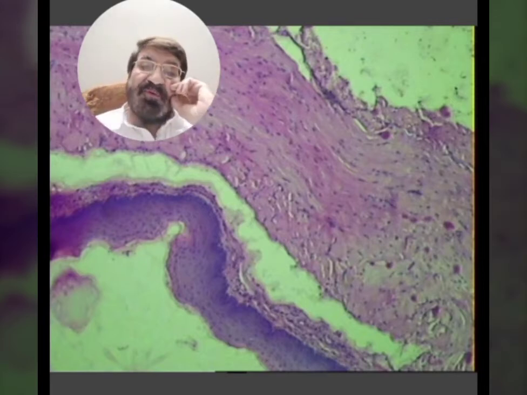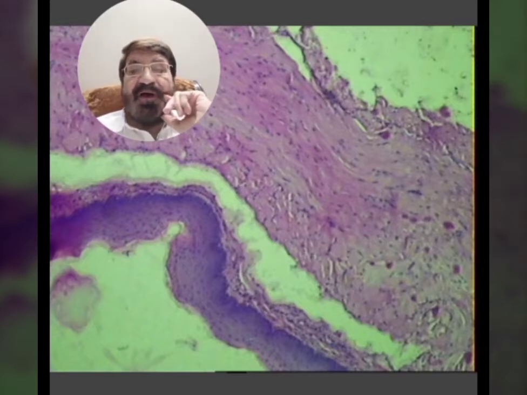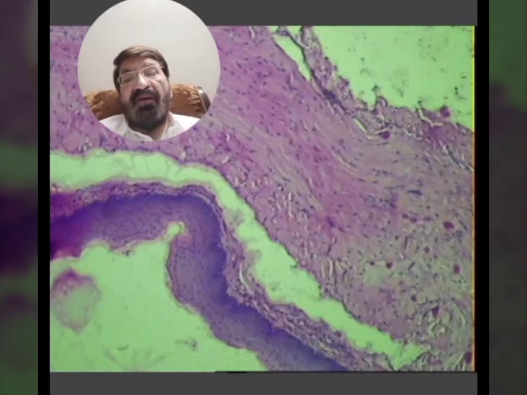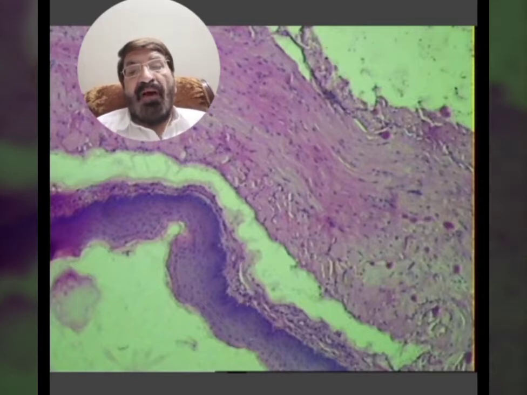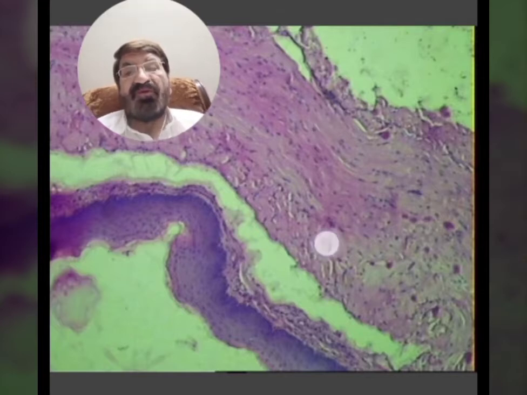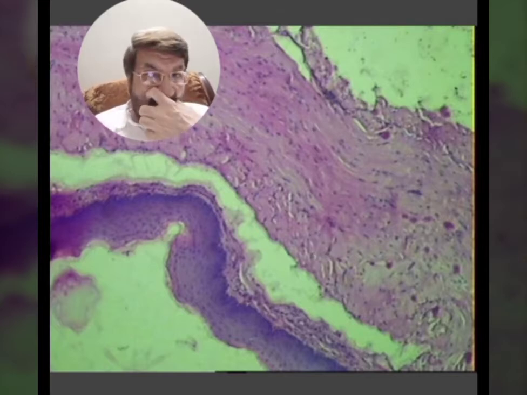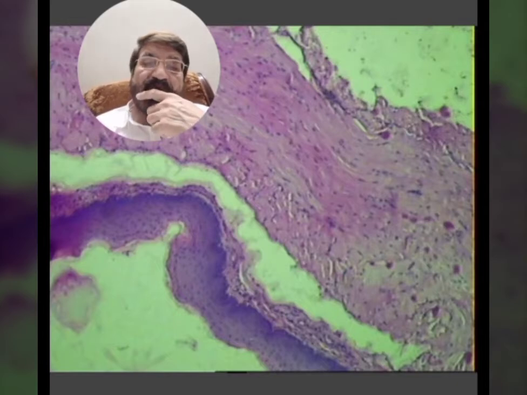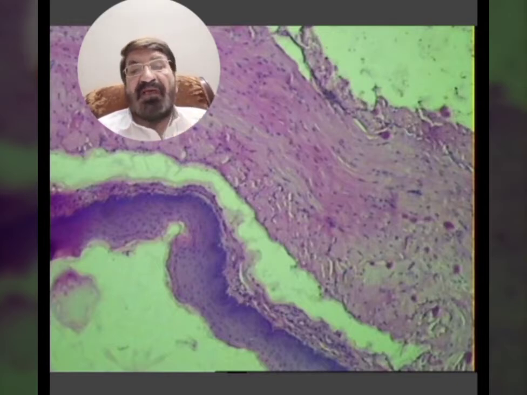Here I will tell you that in the case of the esophagus there is an exception. The upper 1/3 of the esophagus has skeletal muscle, the middle 1/3 has mixed skeletal as well as smooth muscles, but in the lower 1/3 only smooth muscles are present in the muscularis externa. Then comes the adventitia, the dense irregular connective tissue.